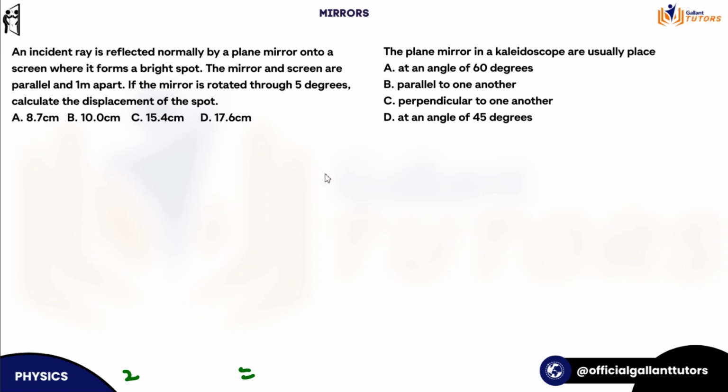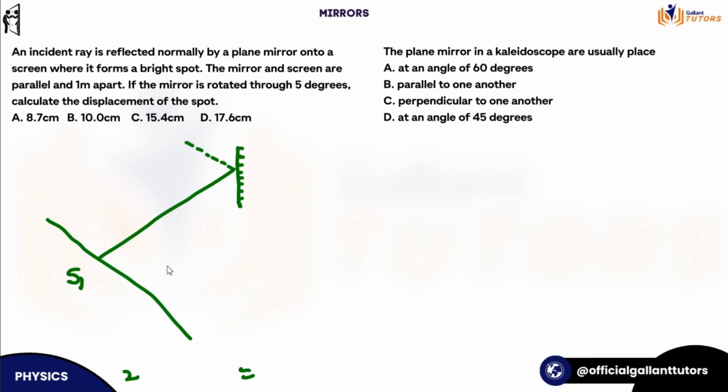Okay, let's understand it. An incident ray is reflected normally by a plane mirror. Normally. So let's assume this is the plane mirror. So it's reflected normally. Instead of having the incident and reflected rays on either side of the normal, we're only going to have one line, which is the normal. So let's take this to be the normal. This is the surface which the ray is coming to. Let's take this to be S1, the first position.